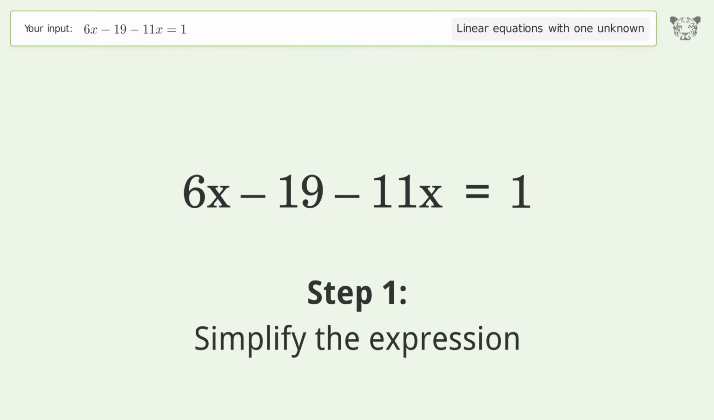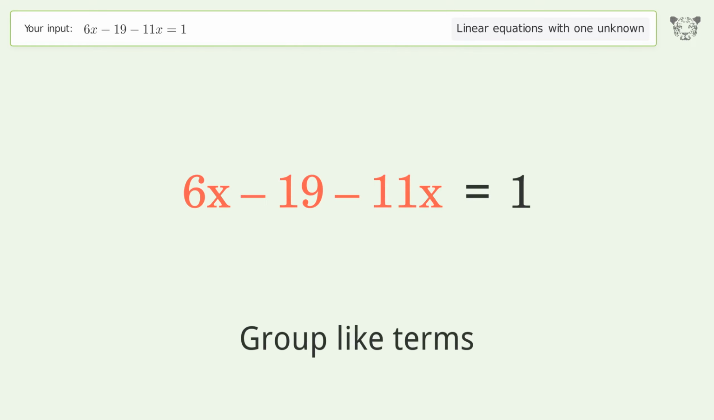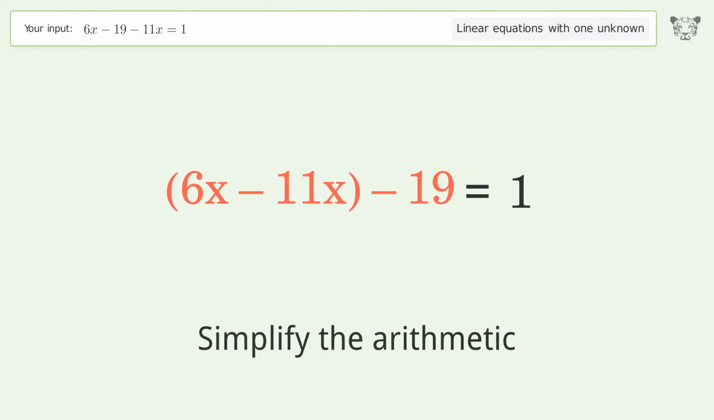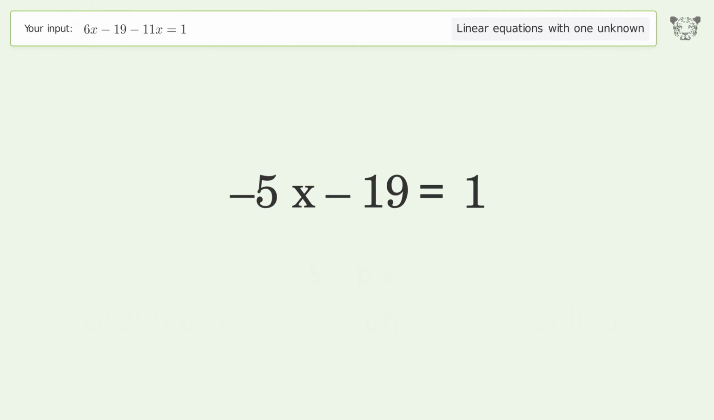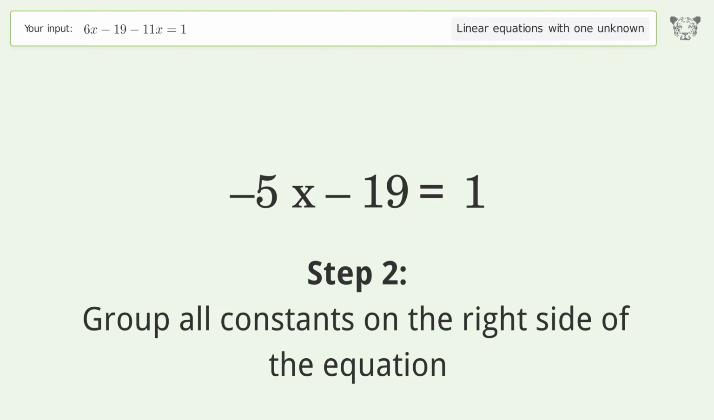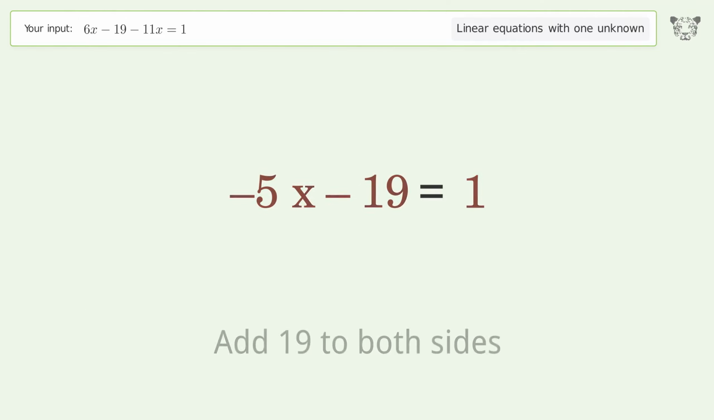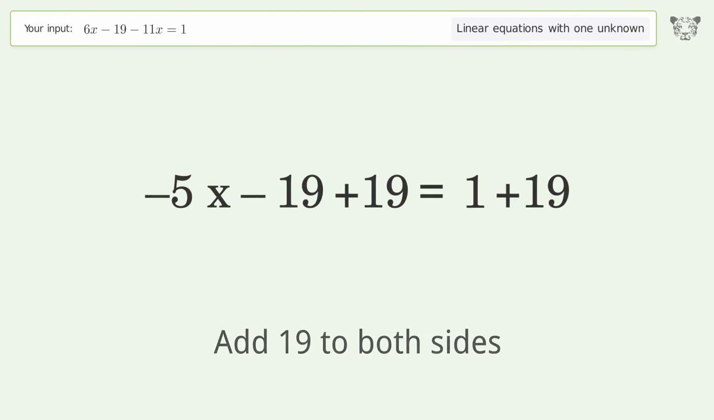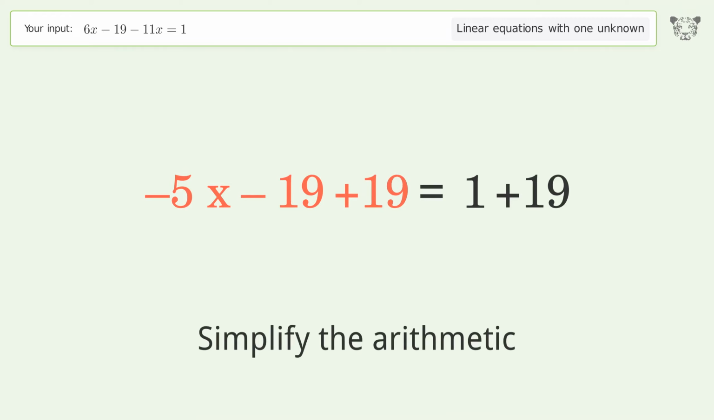Simplify the expression. Group like terms. Simplify the arithmetic. Group all constants on the right side of the equation. Add 19 to both sides. Simplify the arithmetic.